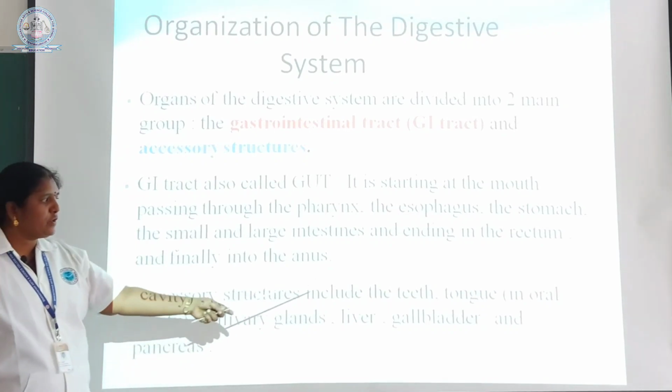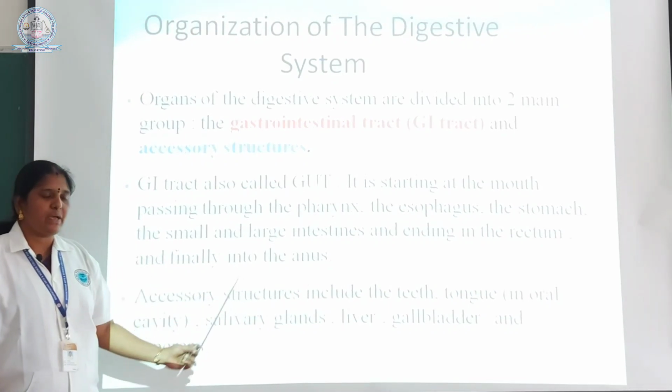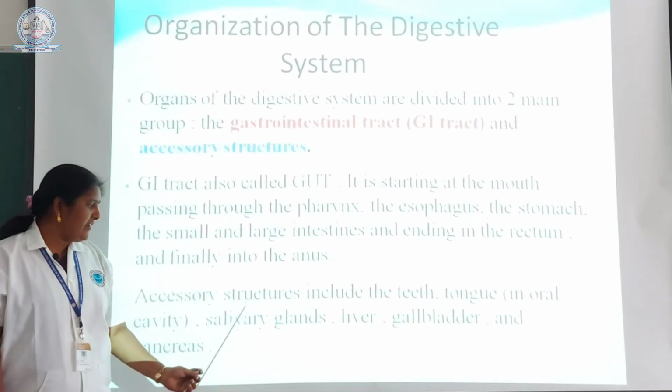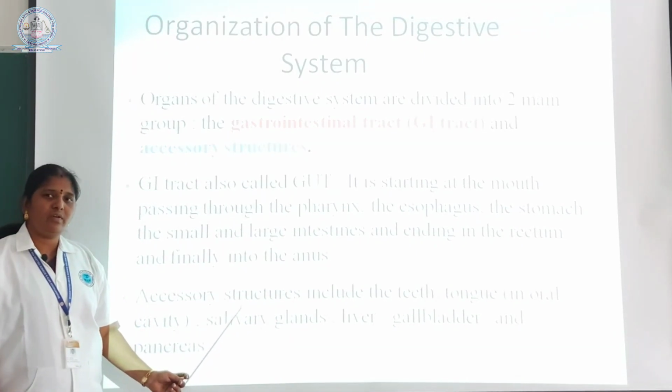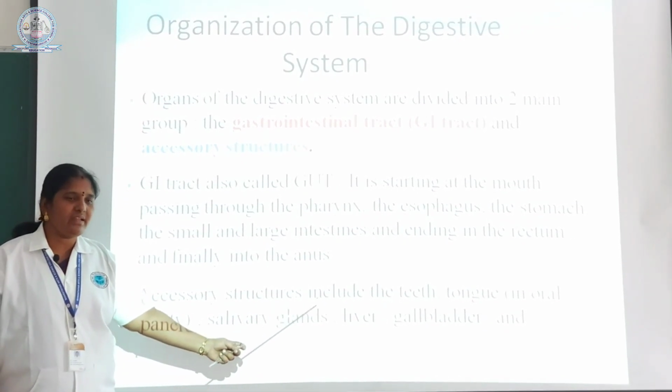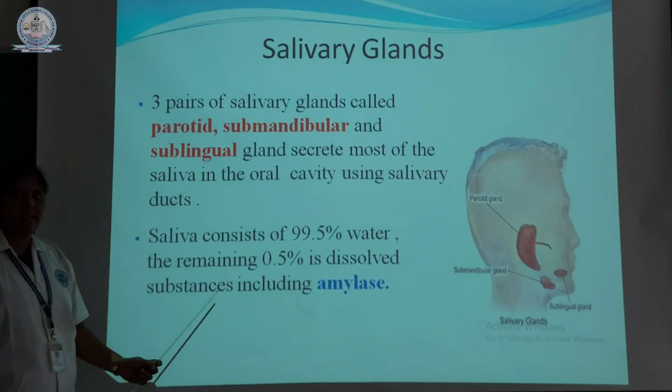Accessory structures include the teeth, tongue and some glands. Teeth and tongue are located in the mouth cavity. Some glands are also involved in the digestive process. They are the salivary glands, liver, gallbladder and pancreas.